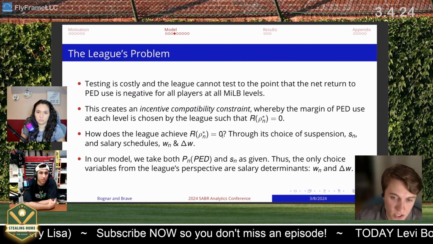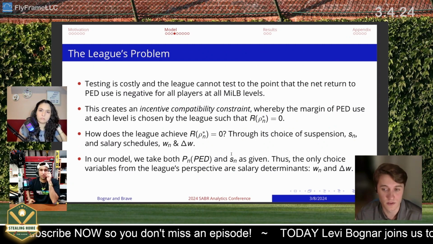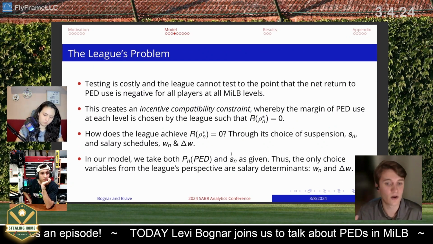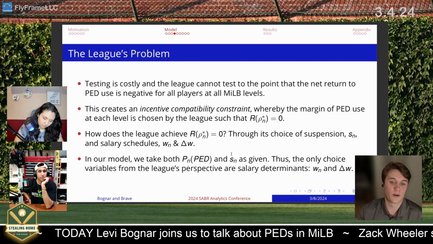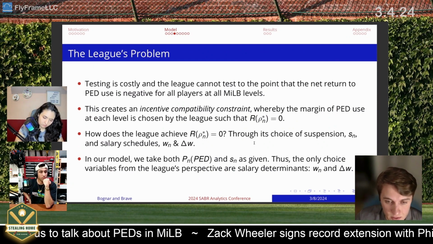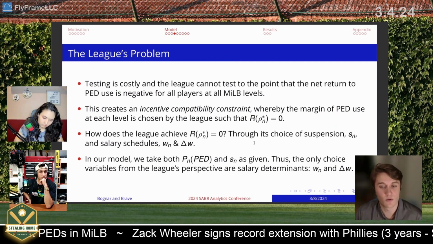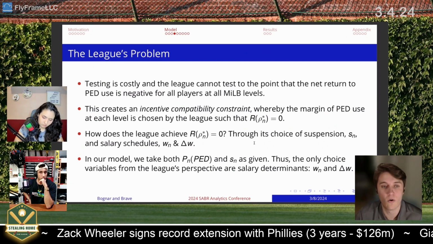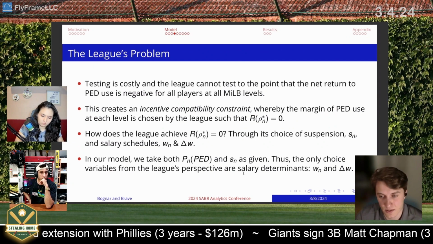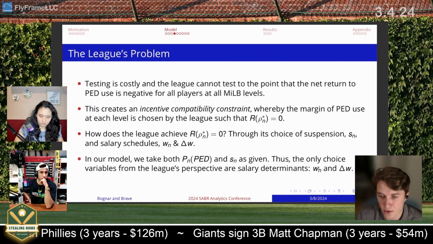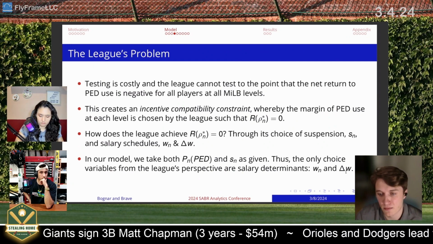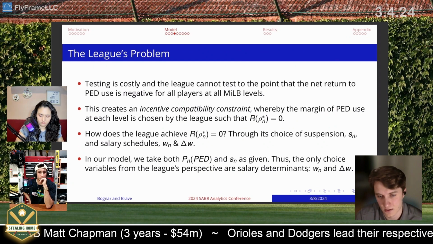Now, how is the league going to achieve this? Through its choice of the suspension lengths and also the salary schedules. Now, in our model, we're going to take the transition probabilities and suspension lengths as given. And so what I want you to take away from this is all the league is moving around in this model, all we're changing are the salary determinants. So what is the nominal salaries and what is the change in salary from being promoted to the next level? That's all we're changing.